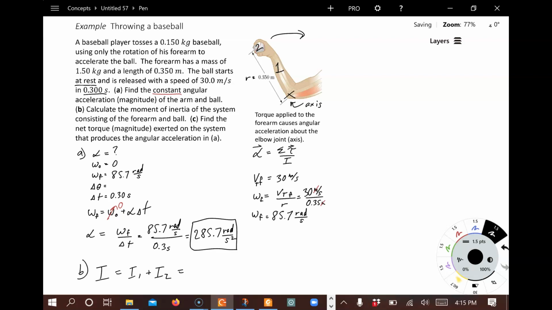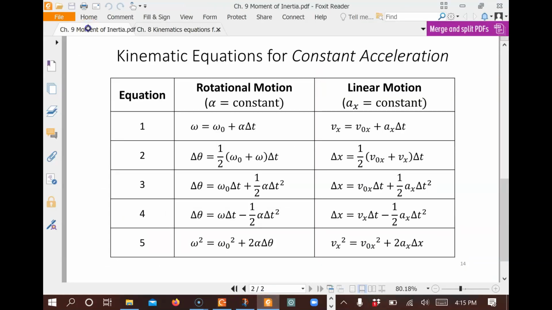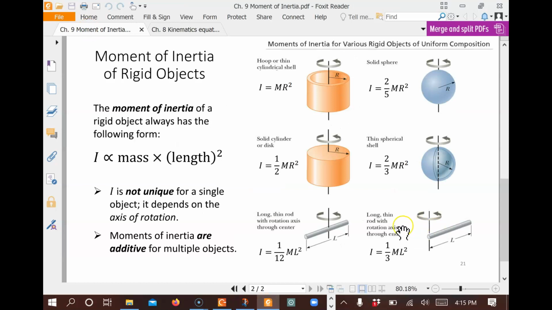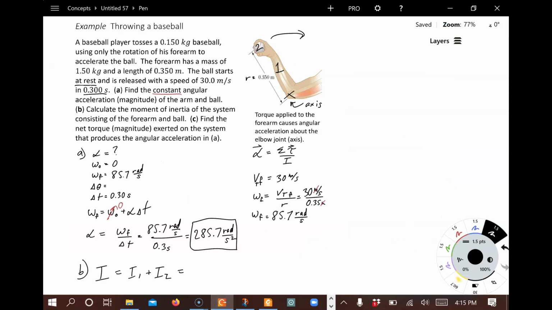Now for the forearm, we can treat this as a rod rotated about an axis through the end. And you can see that would be the equation here, 1/3 m l squared. And for the ball, we can treat that as a point mass. And remember, the equation for moment of inertia of a point mass is simply m, the mass of the point mass, times the distance r from the axis of rotation, which is also L in this case.